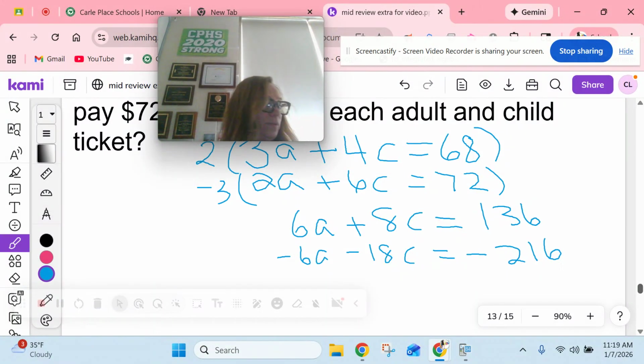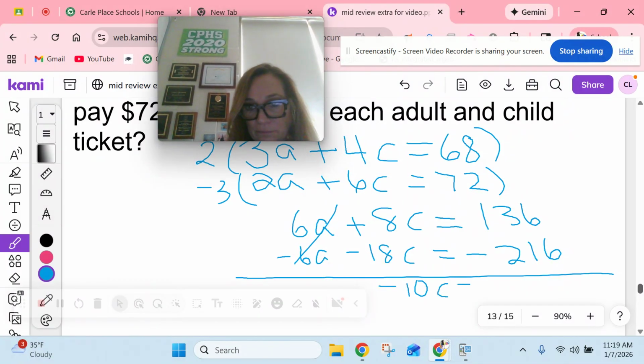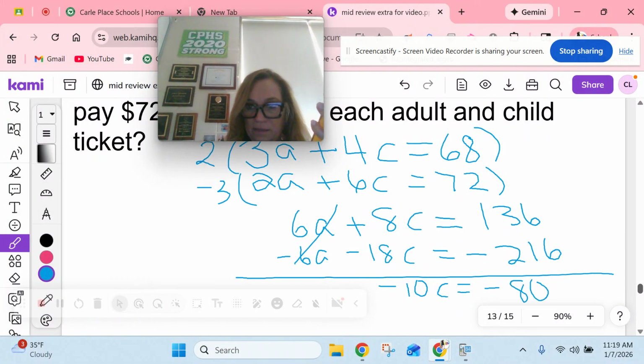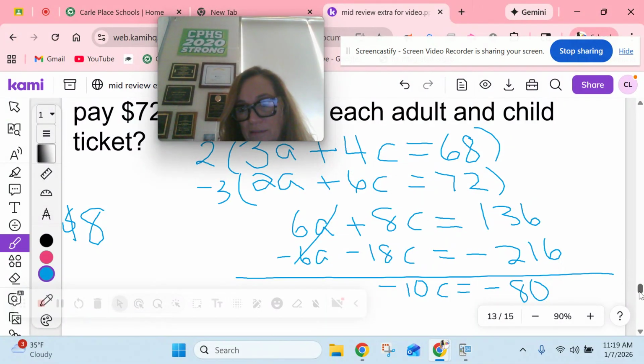All right, let me just double check my multiplication because I would hate to get this far along and have made a mistake. 136. Okay, I multiplied correctly. Some days I just don't have it, and some days I do. Okay, so I'm going to subtract. I get negative 80. Divide by 10, that's 8. No, $8, because it's cost. Okay, so $8 for a kid.